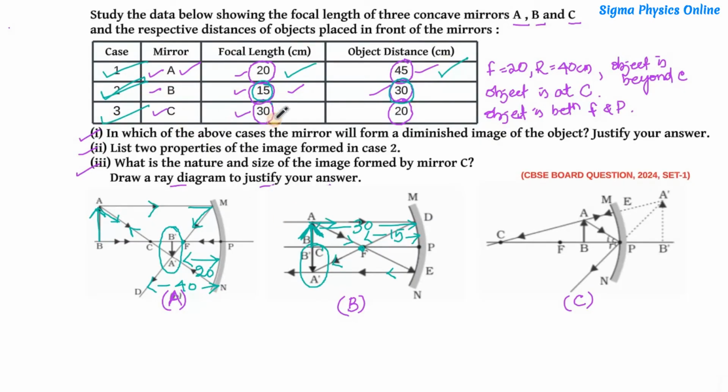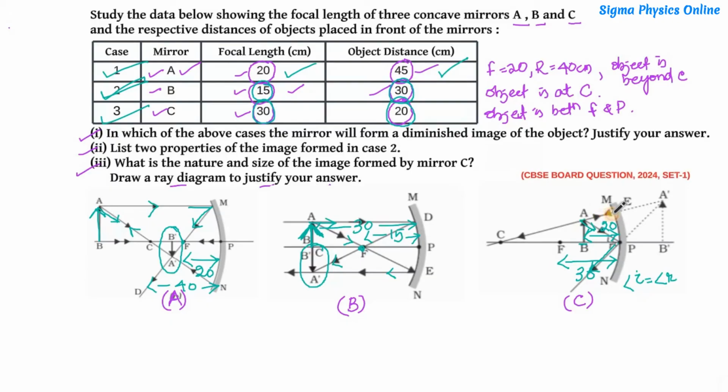Now in the third case, the focal length is 30 centimeter. The object distance is 20 centimeter. Now this is the focal length, which is 30 centimeter. The object is placed at a distance less than that of the focal length. That is, the object lies in between focus and pole. That is at a distance of 20 centimeter. Now the ray diagram will be: one ray goes and is incident at the pole and it reflects back, making the angle of incidence equal to angle of reflection. That means at whatever angle it was incident on the pole, it will get reflected along the same angle.